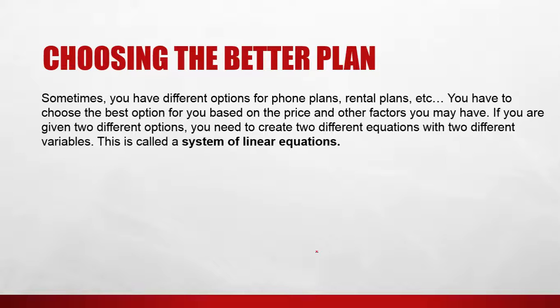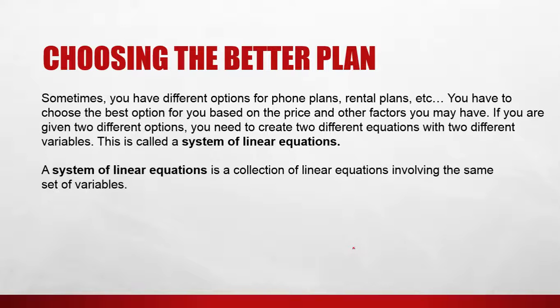So you want to choose the best option based on the price and other factors you might have. You'll see what those factors are. If you're given 2 different options, you want to create 2 equations because of 2 options. And if you have 2 equations, you want to have 2 variables. This is what we call a system of linear equations. You should have learned systems of linear equations in Algebra 1 and Algebra 2. If you have not, we're going to review it a little bit here. If you still need help with it, feel free to reach out to me afterwards.